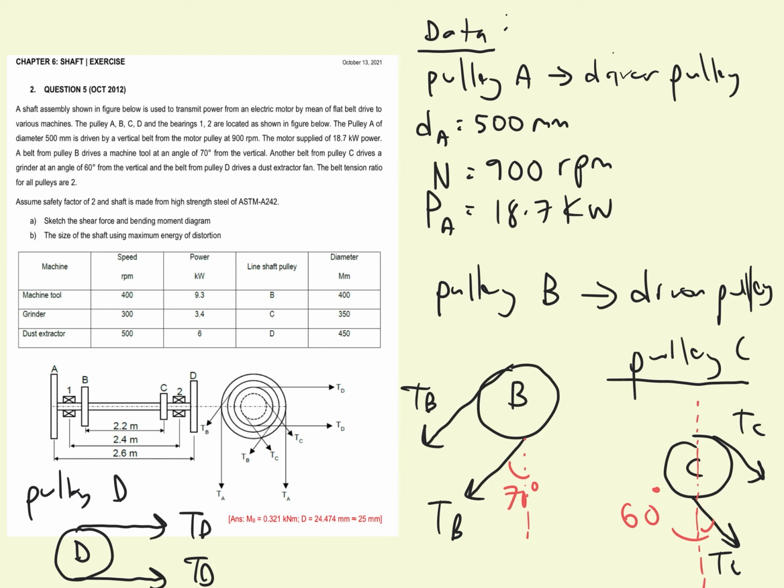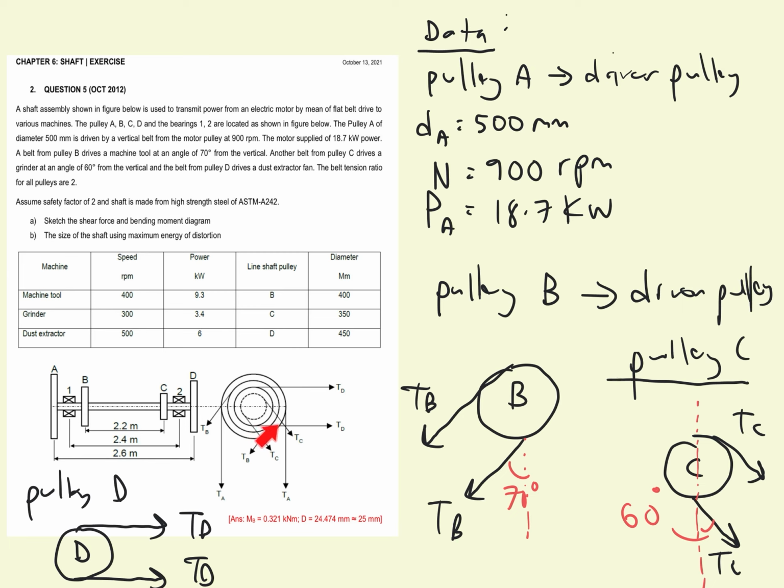So I hope you can imagine the direction of each belt for each pulley. For pulley B, the belt acts on the left side, downwards, at 70 degrees to the vertical. For pulley C, it acts downwards to the right side, as you can see here, and the angle of the belt is 60 degrees from the vertical. So this is the vertical, and then 60 degrees to the vertical.